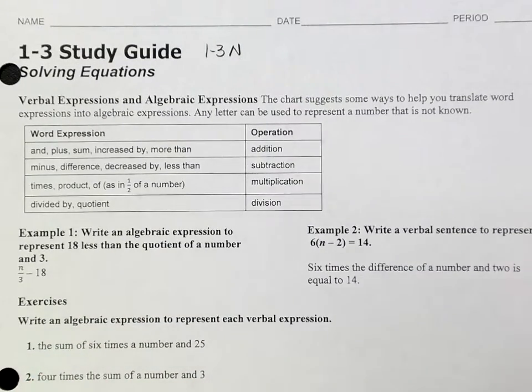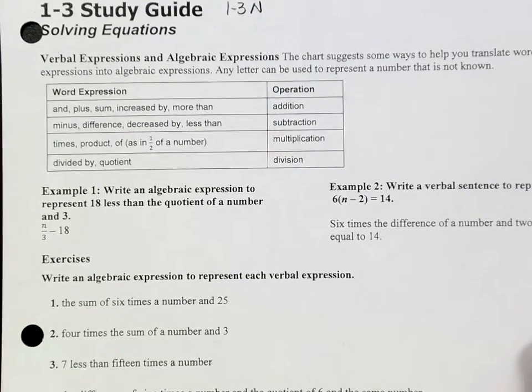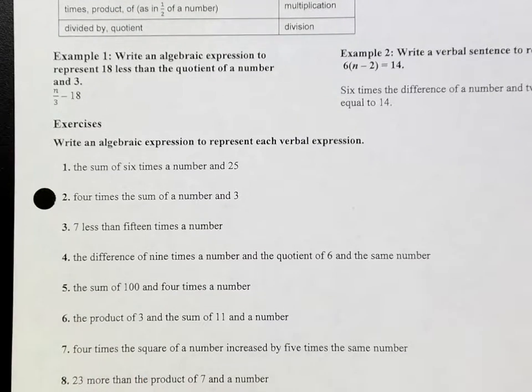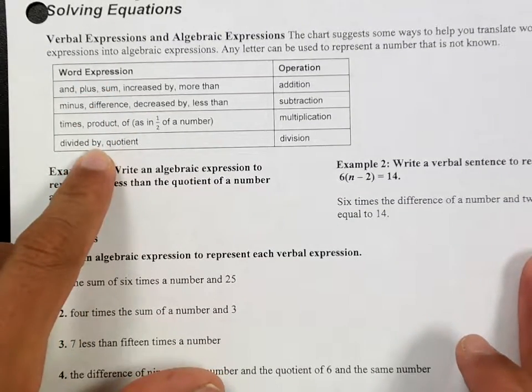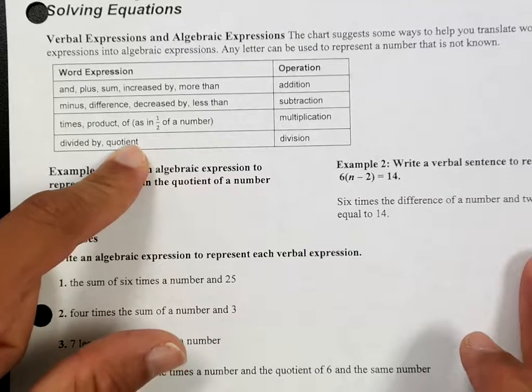Okay, so we're going over notes 1-3. On the first few, all we're going to do is write an algebraic expression for this verbal expression. If you have any questions about which one is what, you might want to look at this table here. The one that might be unfamiliar to you would be division is quotient. You can call it that.